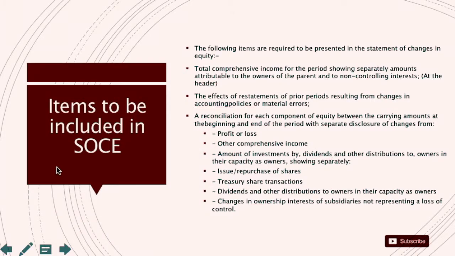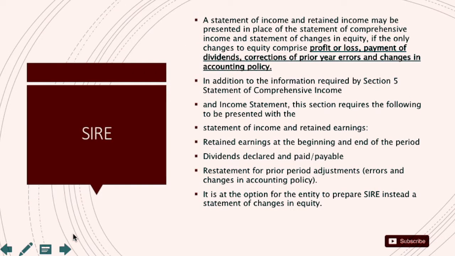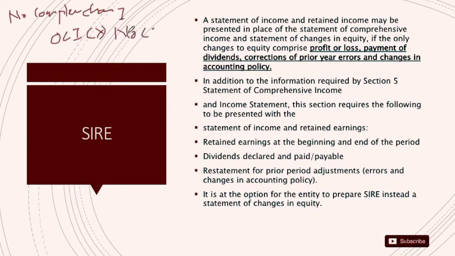Now let's understand the requirements relating to the statement of income and retained earnings. The statement of income and retained earnings can only be prepared when there is no complex change in the equity balances, which means there should not be any OCI items. In such a case, the entity would be able to prepare the statement of income and retained earnings. Basically, it's just an extension of the income statement, and there should not be any OCI items.